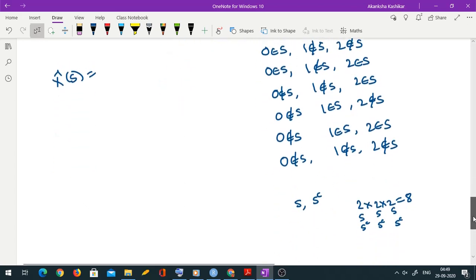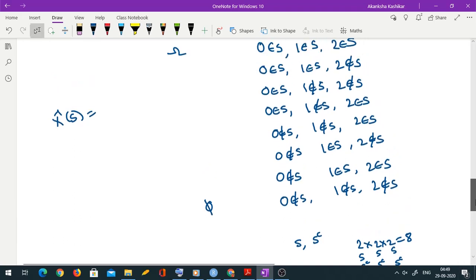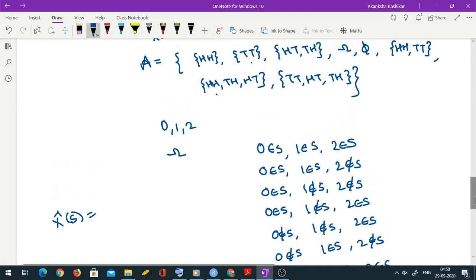On the other hand, if none of them are in there, then the inverse image is going to be an empty set. Now suppose 0 and 1 are in S but 2 is not in S. So I have to consider the inverse image of 0, that is TT, and the inverse image of 1, that is HT and TH. Similarly, now 0 belongs to S but the other two don't. So only the inverse image of 0, that is TT.